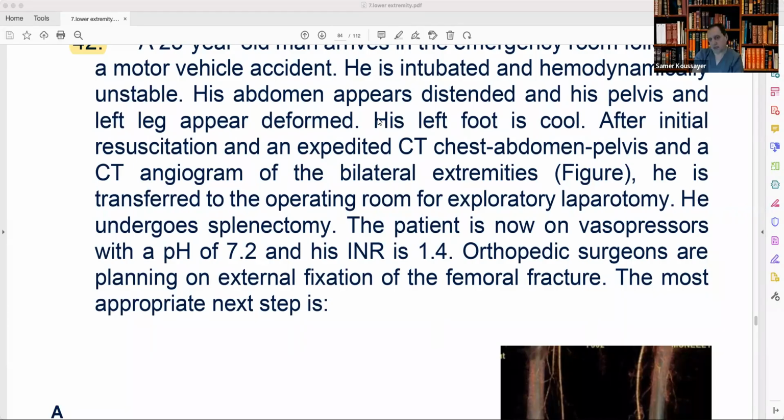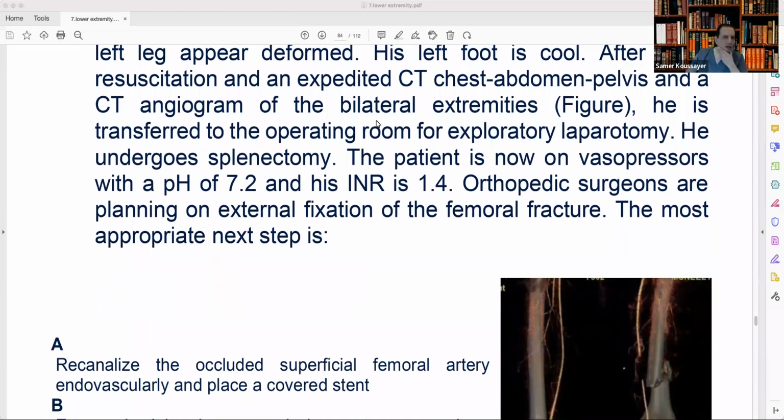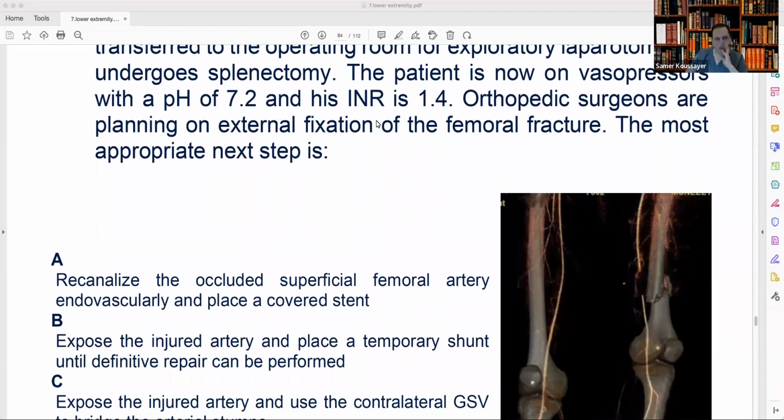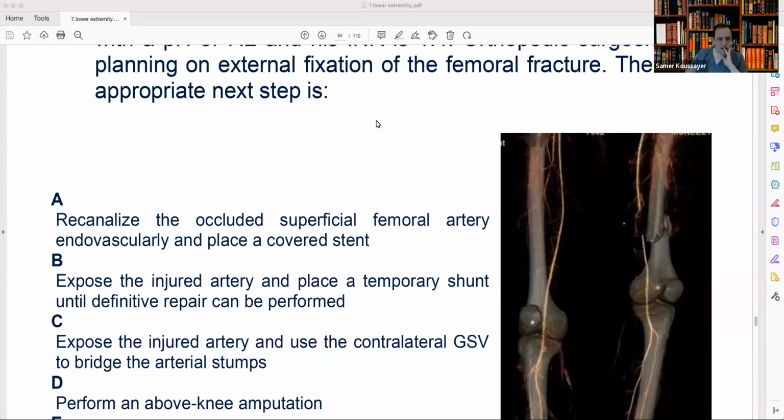So I think the best way is to put a shunt, get him stabilized, and bring him back later for definitive treatment. I think it's the best option. I agree with that. Anything else? Most probably I will do a fasciotomy for this guy at the same time because it's been a long time. So let's see what the options are.